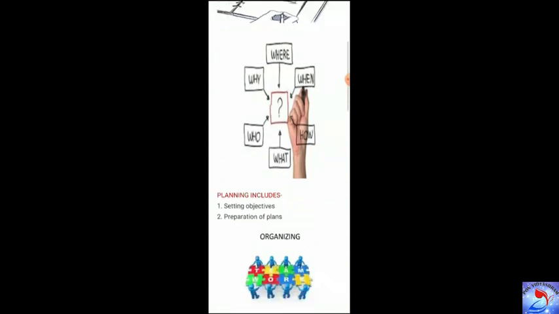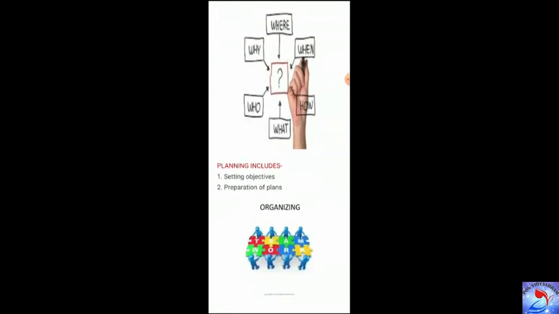Look at the second diagram. It says what are the related questions to be answered before setting your objectives. First, where it has to be achieved, when it has to be achieved, how it has to be achieved, what has to be achieved, by whom it has to be achieved, why it has to be achieved. These questions will relate to your setting up of your objectives, which is very important.